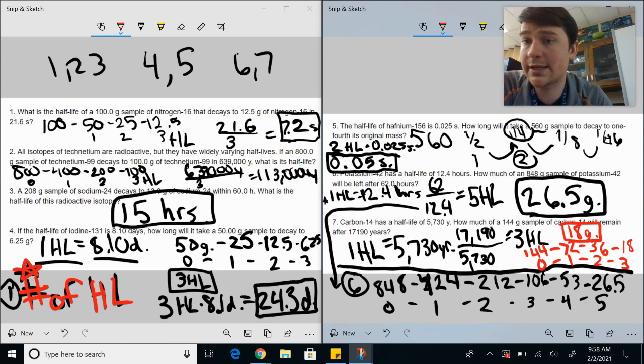So that one takes a lot longer. 144 grams after that many years is only going to be 18 grams.